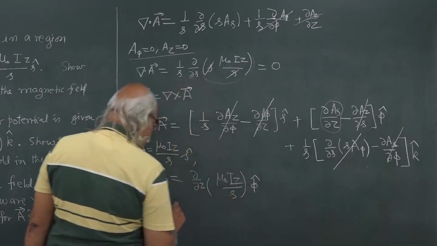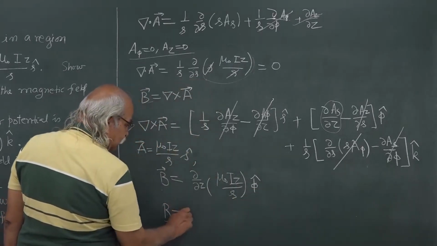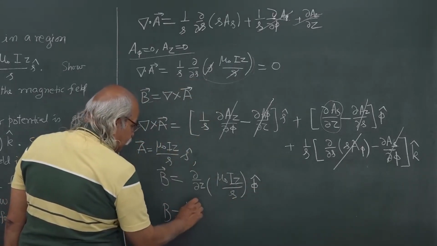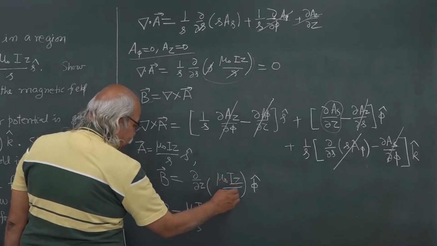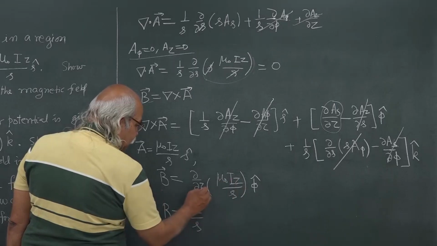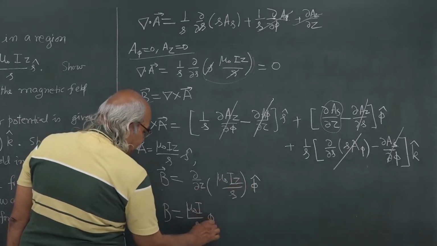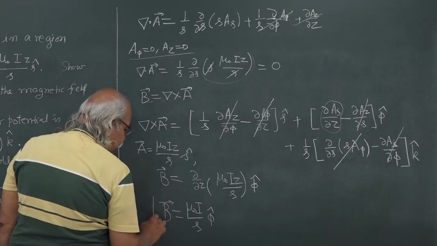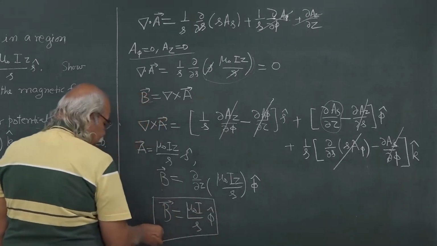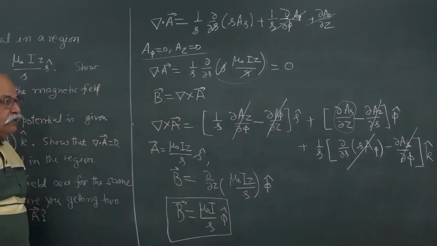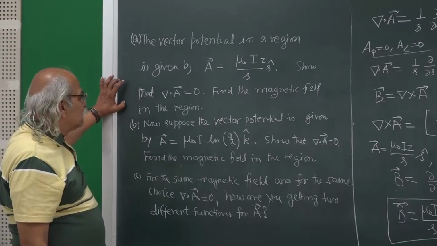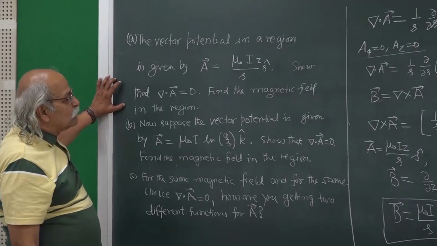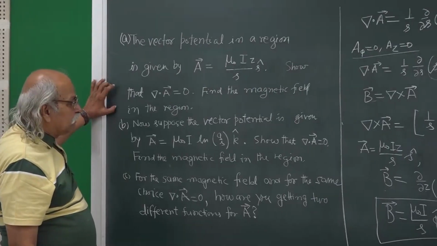So, B is equal to mu naught I over S, and then this differentiation is 1, and phi cap. So, that is the magnetic field. So, this is our part A, find the magnetic field in the region. Now, we come to part B.